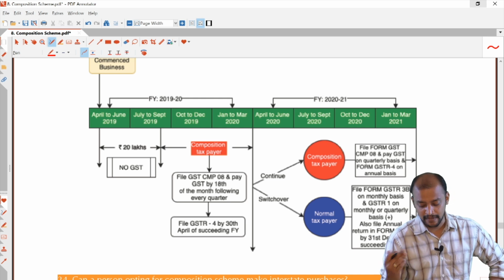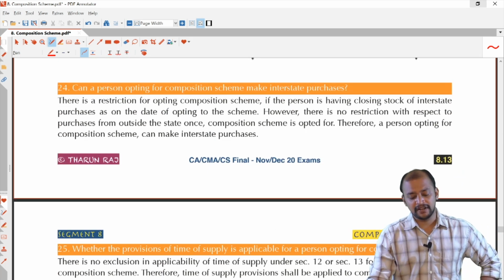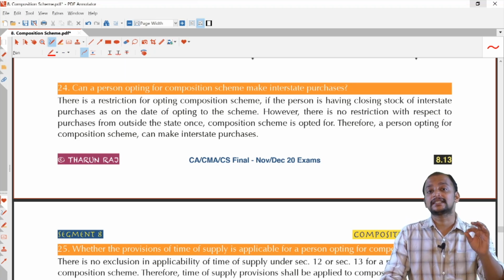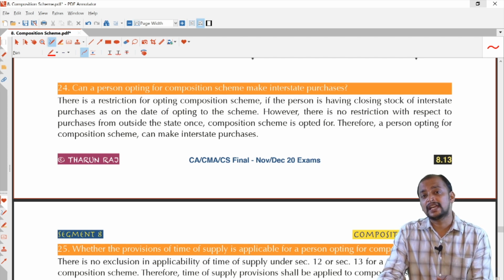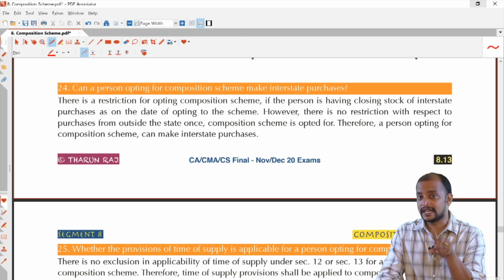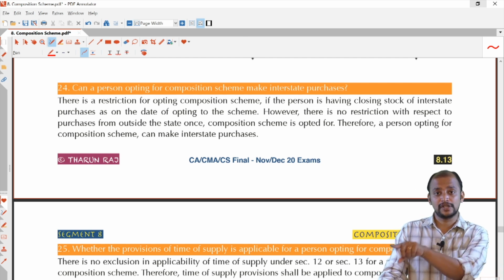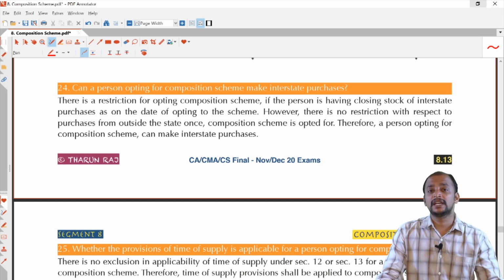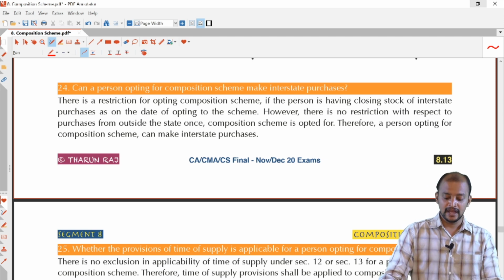Then, can a person opting for composition scheme make interstate purchases? See, the condition is that they should not make interstate supply of goods for 10 subsection 1, interstate supply of goods or services for 10 subsection 2a. Nowhere do we have a condition that they should not make interstate purchases. They can make interstate purchases.